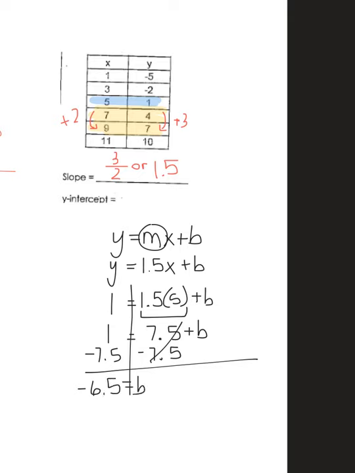And yeah, you could have figured out where the 0 was in the x and all this and that and whatnot, but that would be, like I said, crazy. So my y-intercept is -6.5. If I wrote it as an ordered pair, it would be 0, -6.5.